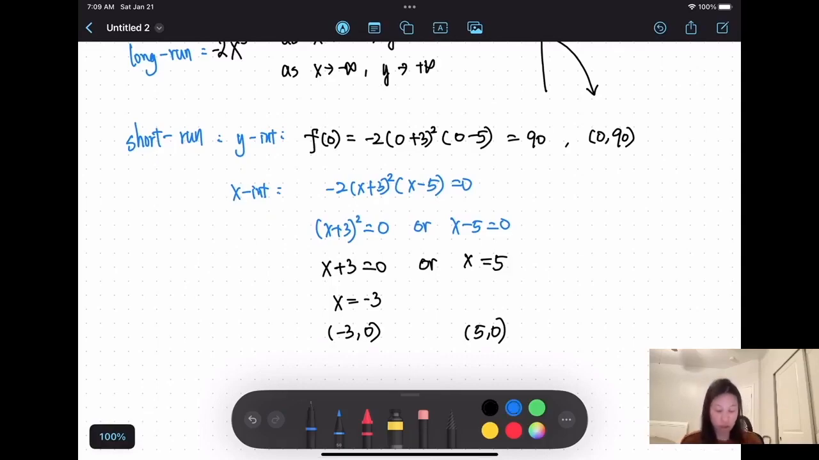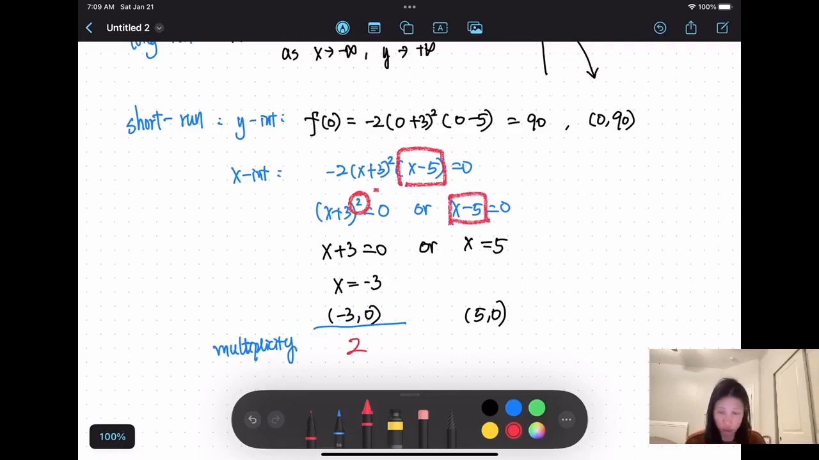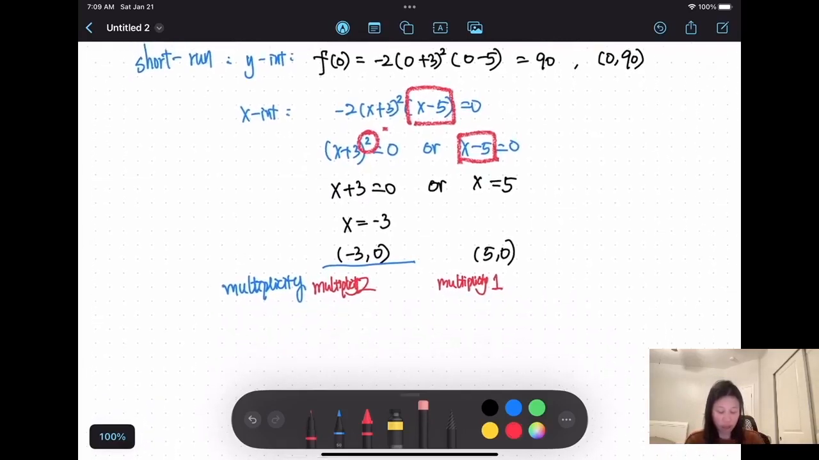For short-run behavior, we also need to investigate the multiplicity. For this x-intercept, since the factor appears twice, we call it a double zero. That means the multiplicity is 2. And for this one, it didn't repeat, it's just a single term, so the multiplicity is 1. Let me write the whole thing down. If it's an even number, the graph here is going to bounce. If it's an odd number, the graph here is going to cross.